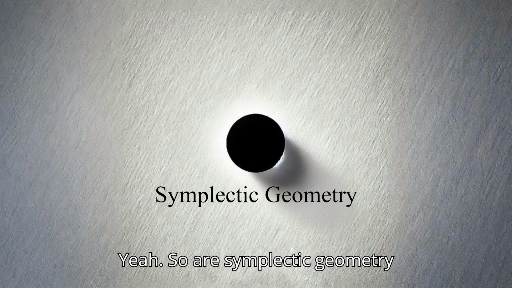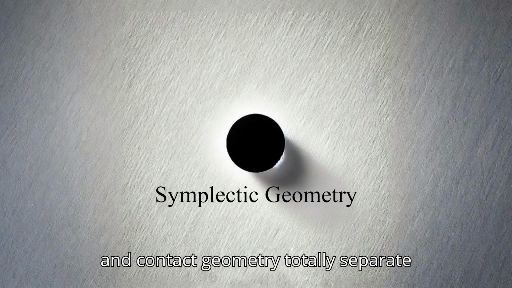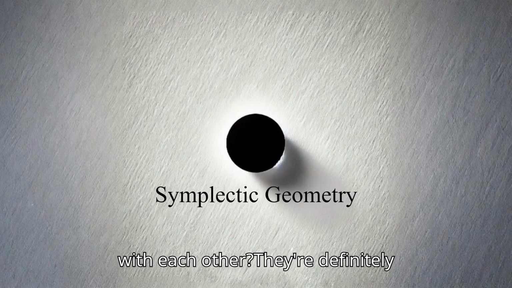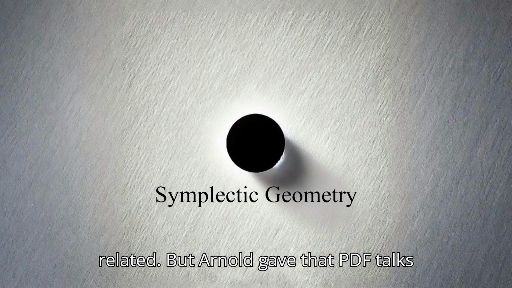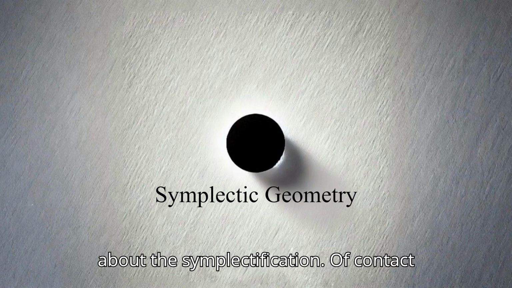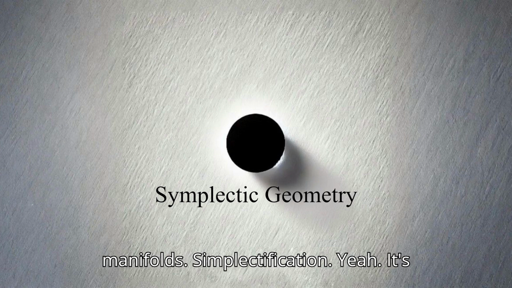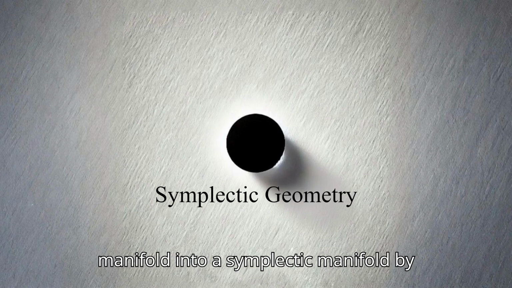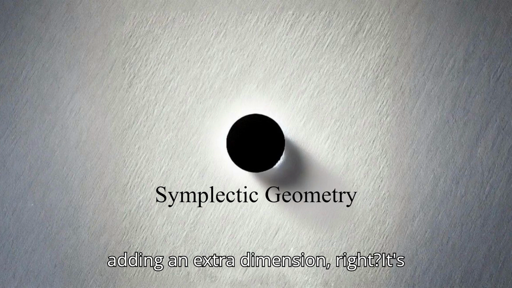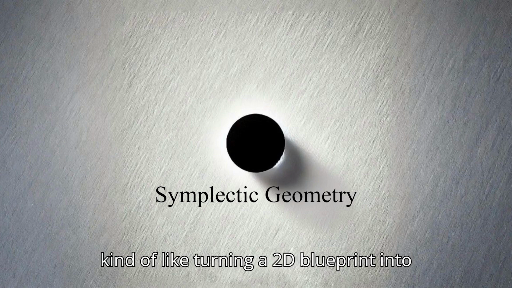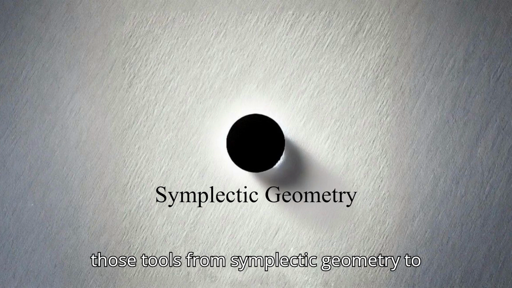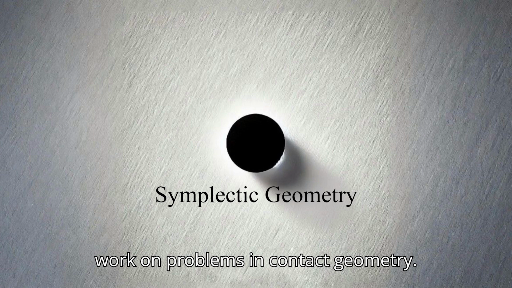So are symplectic geometry and contact geometry totally separate things, or do they ever interact with each other? They're definitely related, but Arnold-Givental.pdf talks about the symplectification of contact manifolds. Symplectification. Yeah, it's basically a way of transforming a contact manifold into a symplectic manifold by adding an extra dimension. It's kind of like turning a 2D blueprint into a 3D model. And this lets us use all those tools from symplectic geometry to work on problems in contact geometry.